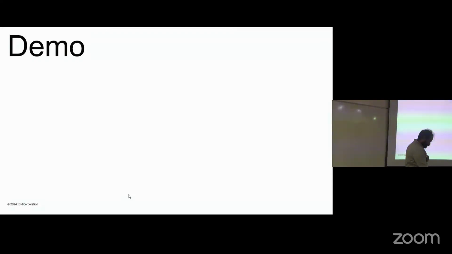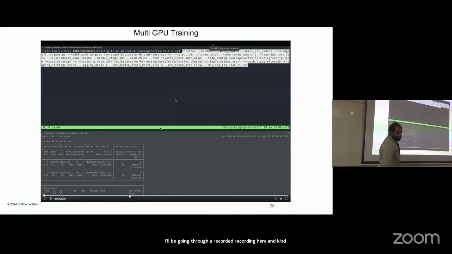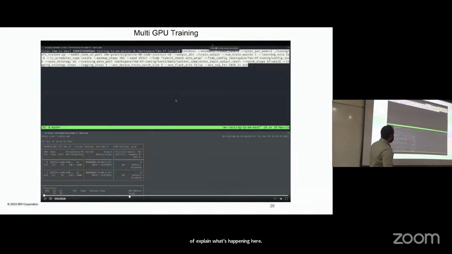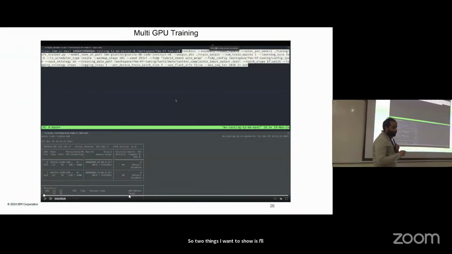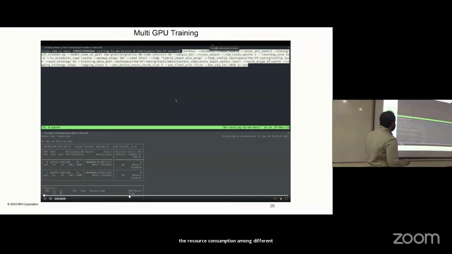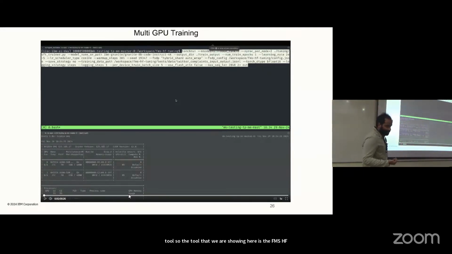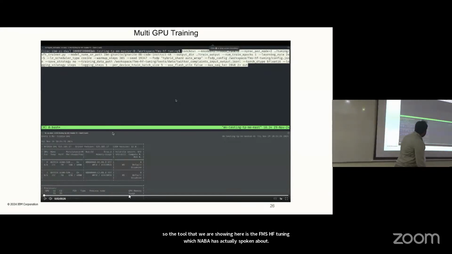We're not doing any live demos today, but I'll be going through a recording and explaining what's happening. Two things I want to show: I'll quickly show the resource consumption among different techniques that Nabha has explained before, and then I'll explain what arguments are going into this particular tool. The tool that we are showing here is FMS HF tuning, which Nabha has actually spoken about, and is also open source.